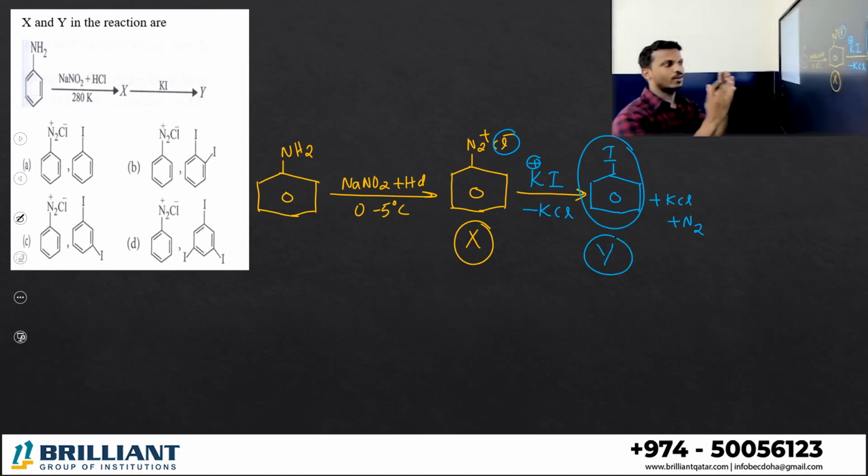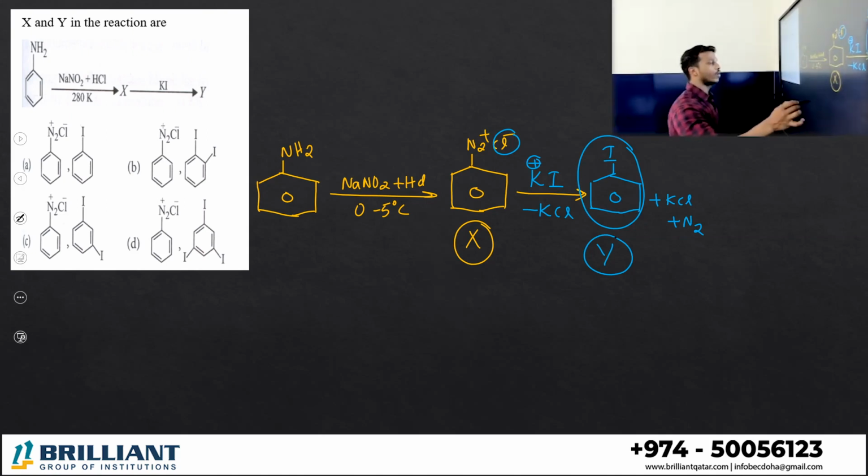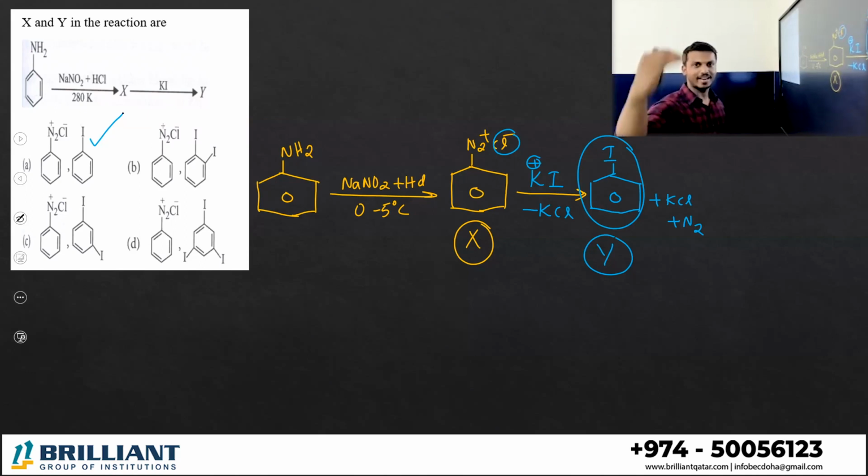A benzene diazonium chloride you can convert into iodobenzene just by warming with the potassium iodide. So your X compound is diazonium chloride. Y compound is iodobenzene. Option A is the correct answer. Correct. We studied under Sandmeyer, Gattermann; after that we will discuss this kind of questions.